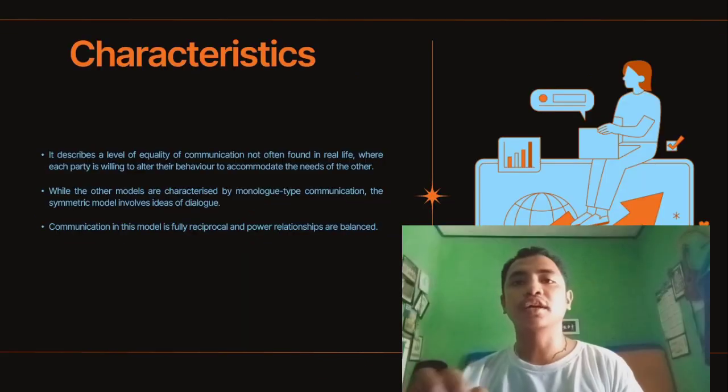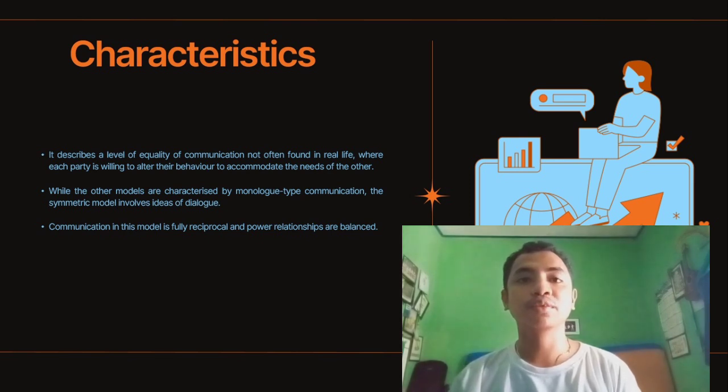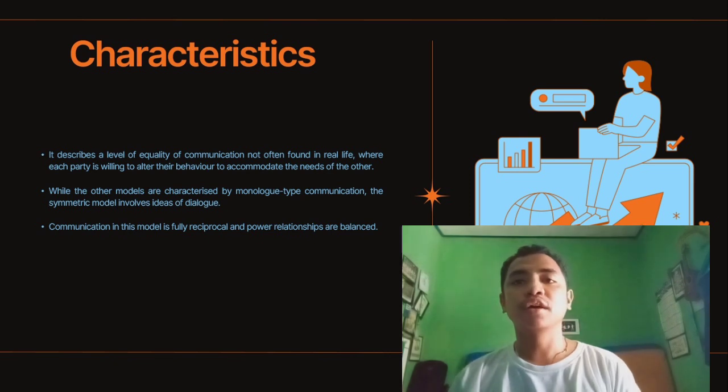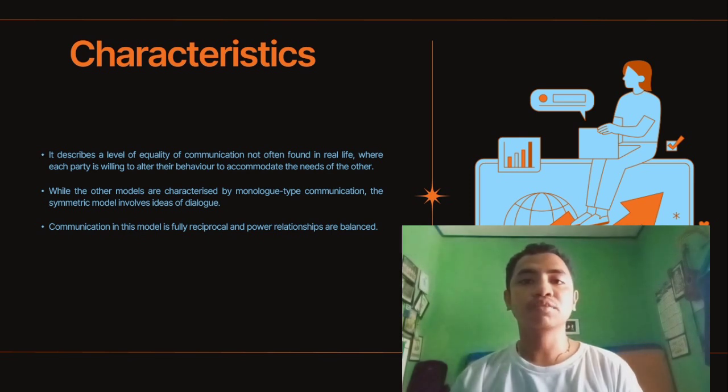The next one is characteristic. The first one is it describes a level of equality of communication not often found in real life, where each party is willing to alter their behavior to accommodate the needs of the other. And the second one is, while the other models are characterized by monologue type communication, the symmetric model involves ideas of dialogue. And the last one is communication in this model is fully reciprocal and power relationships are balanced.